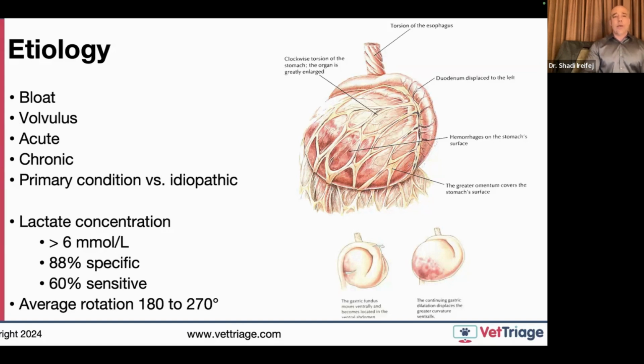And then the question of primary condition versus idiopathic. We frequently call this idiopathic because we don't know what causes it, and it seems at the time of operating on these dogs, all they have is a GDV. However, you are talking about middle-aged to older, large breed dogs, and so they do frequently have comorbidities. I have seen cases where the dog came in for a laryngeal paralysis a week prior, was medically managed, and then had a GDV presented to me.